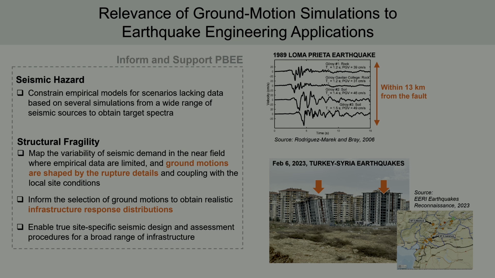We mainly refer to the near field of major active faults, where we know ground motions are highly variable and so are structural responses, as also demonstrated by a number of historical events, including some very recent large magnitude earthquakes. We also know that in the very near field, ground motions are shaped by the details of the rupture, including slip distribution, rupture speed, forward directivity, and the way this can couple with the local site conditions.